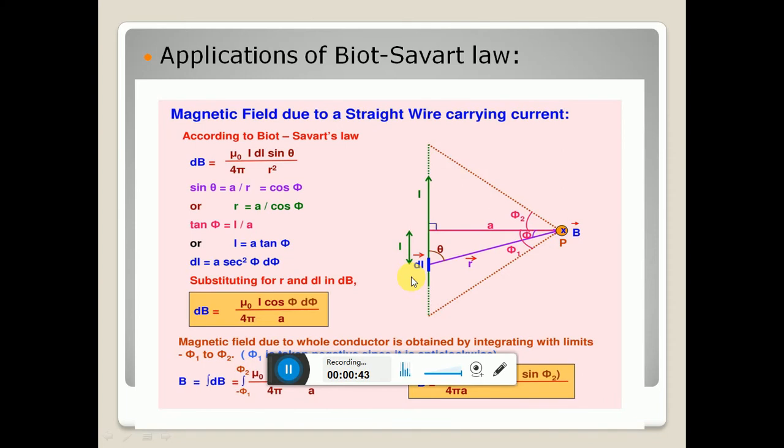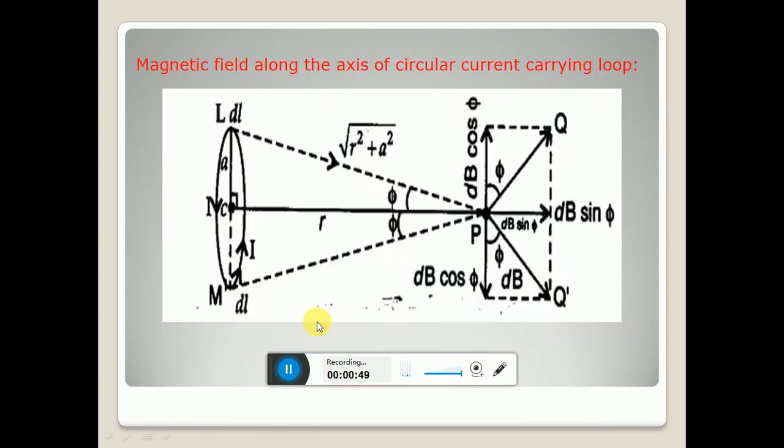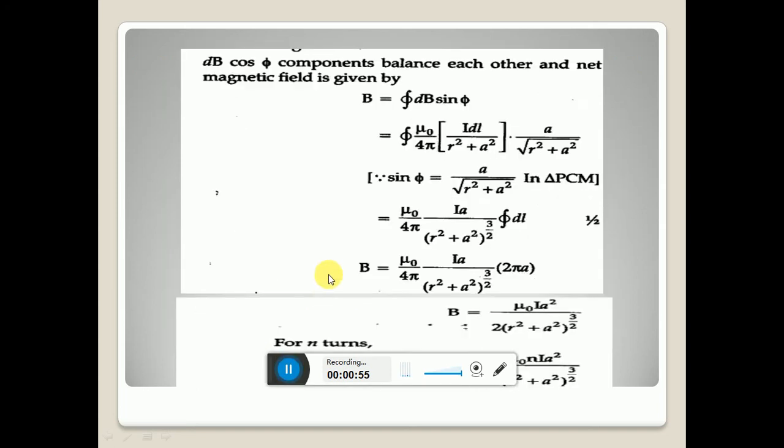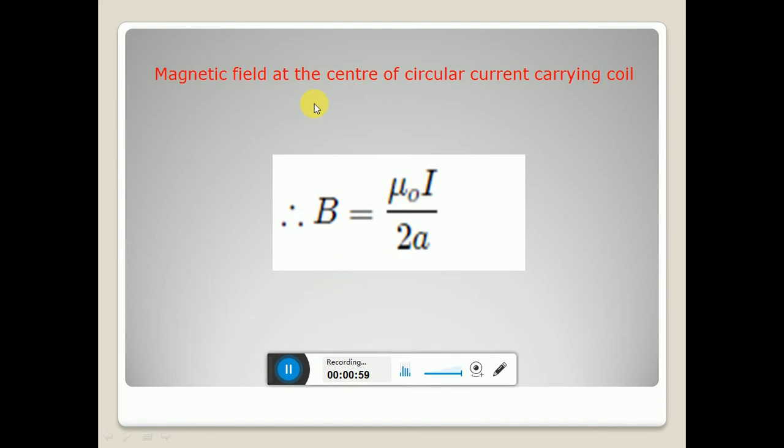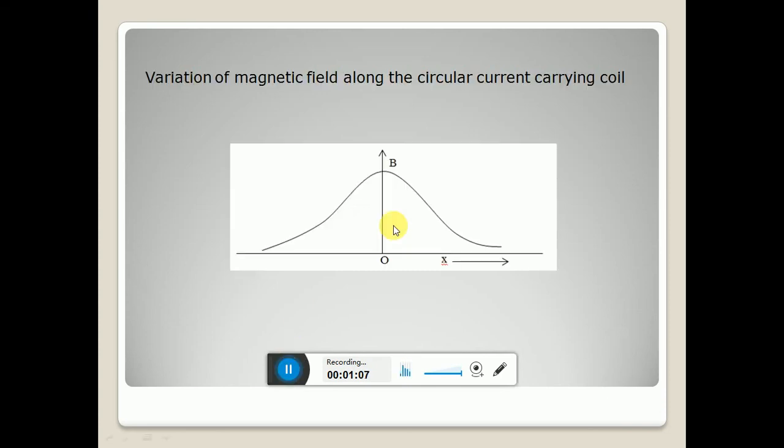Applications of Biot-Savart's law: magnetic field due to a straight current carrying conductor, magnetic field along the axis of a circular current carrying coil, magnetic field at the center of the circular current carrying coil using the equation for magnetic field along the axis of the circular current carrying coil, and variation of magnetic field along the axis of that current carrying coil.